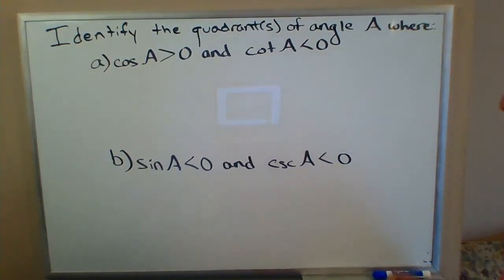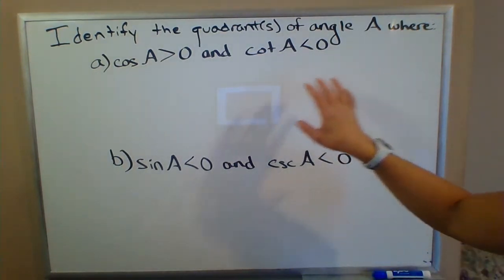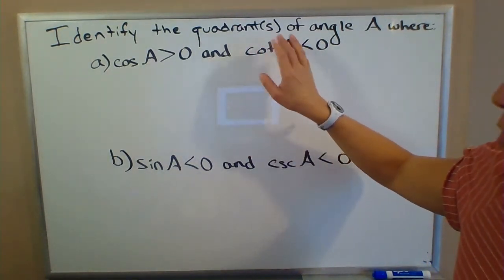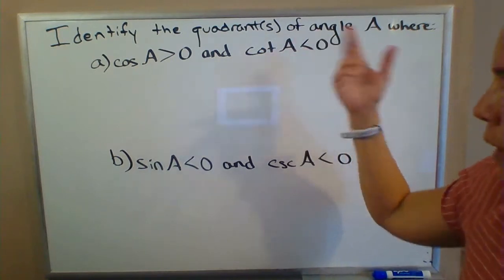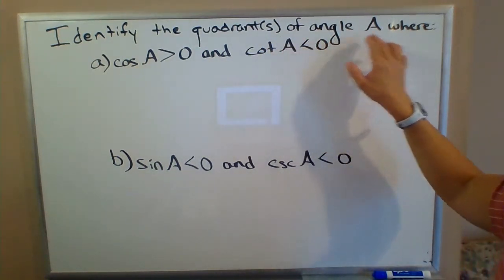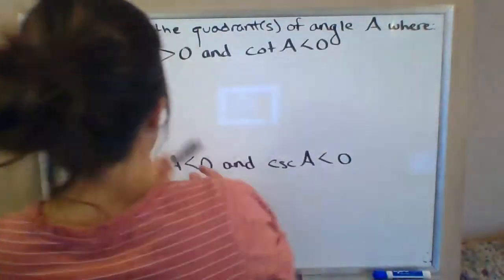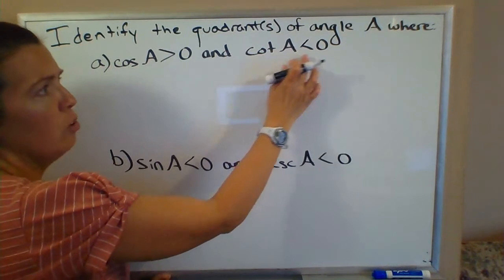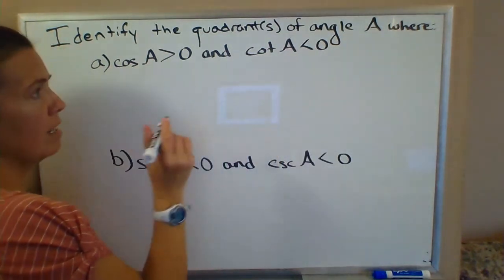So now we want to focus on the sign of various trig functions within the four quadrants. First, we want to identify the quadrant or quadrants. I have the S in parentheses here, so I'm not giving away if this is going to work for one quadrant or multiple quadrants. Quadrants of angle A where, first of all, cosine A is positive, greater than 0, and cotangent of A is negative, less than 0.